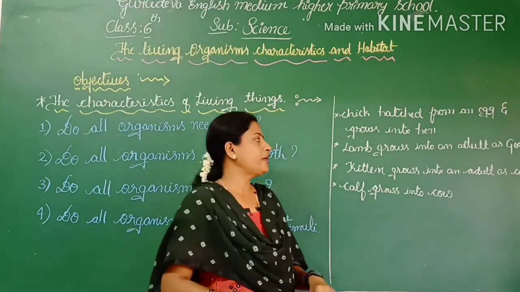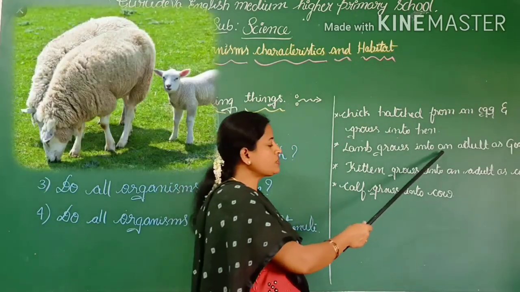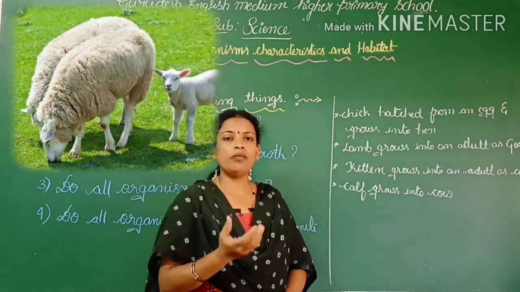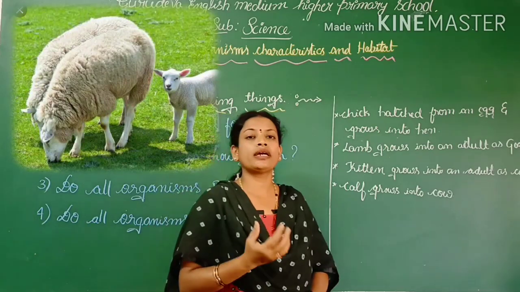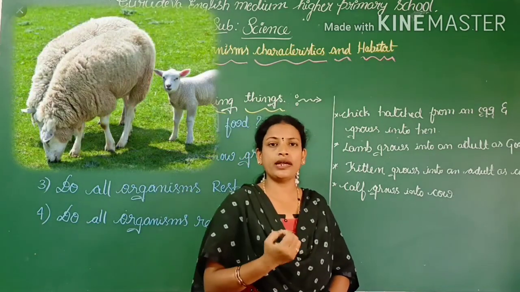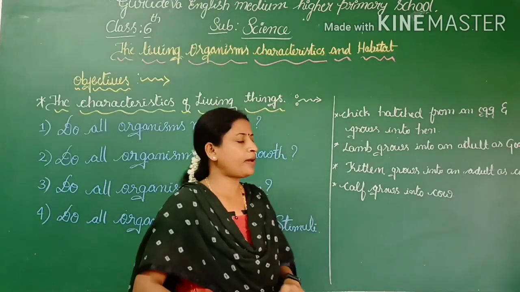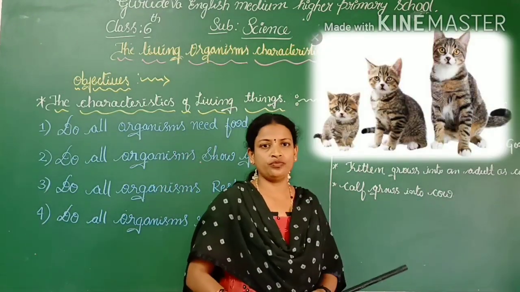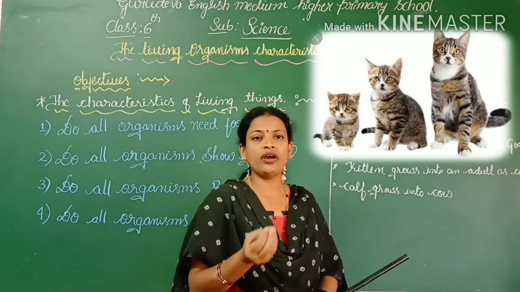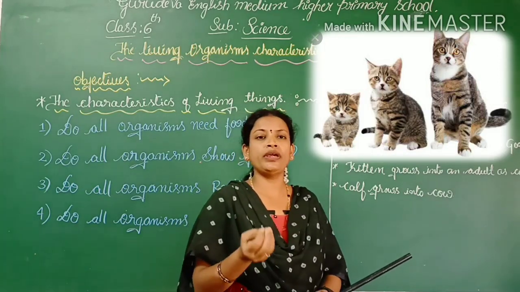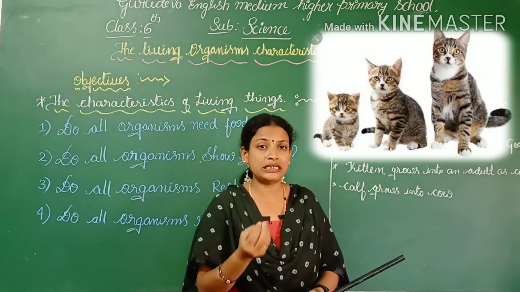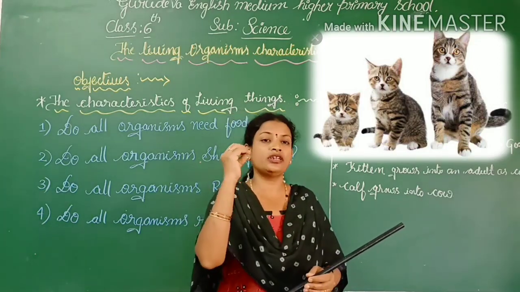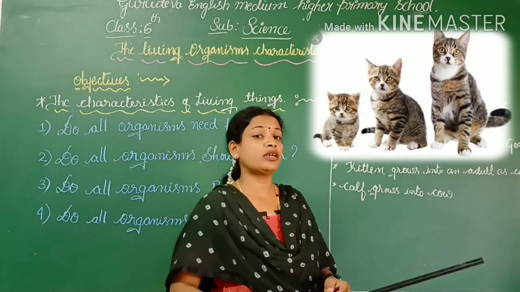Second example: a lamb grows into an adult goat. A small baby of a goat, we call it a lamb. This is the second example. What would be the third example? A kitten grows into an adult cat. A small baby of a cat, we call that a kitten. When it grows up and reaches the adult stage, we call that a cat.